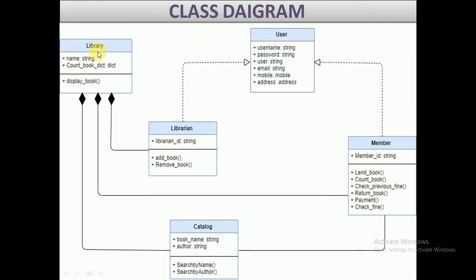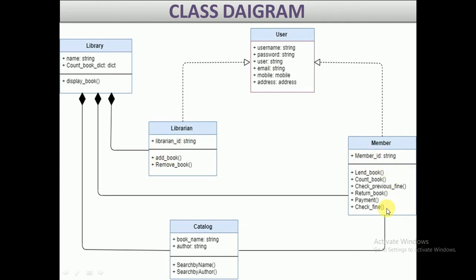We have 5 classes: library, user, librarian, member and catalog. Librarian and member are inherited from user. This is the parent class or super class, and these two are child classes or subclasses.